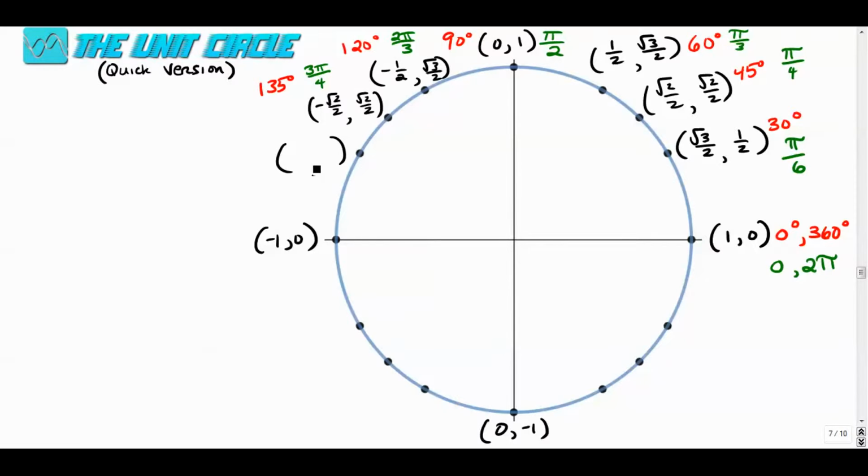Next up is right here. This point is right across from here, so we're going to go negative root 3 over 2 and positive 1/2. This is in the 30 degree family. If we went 30 degrees, here's 30, that's pi over 6. This is 2 pi over 6, this is 3 pi over 6, this is 4 pi over 6, so this is 5 pi over 6. That's how we get that.